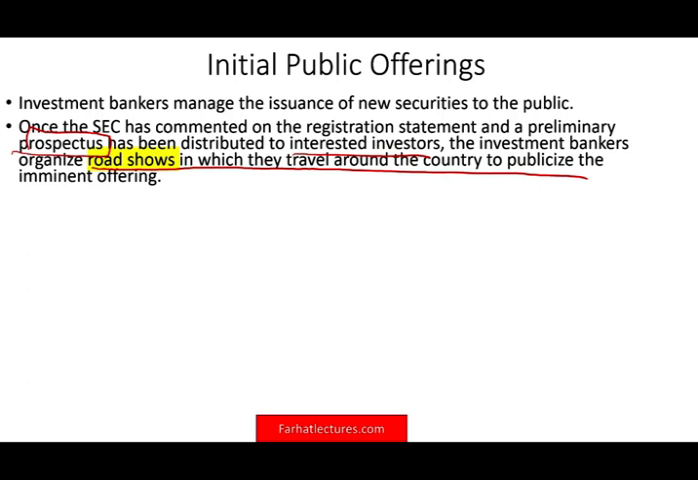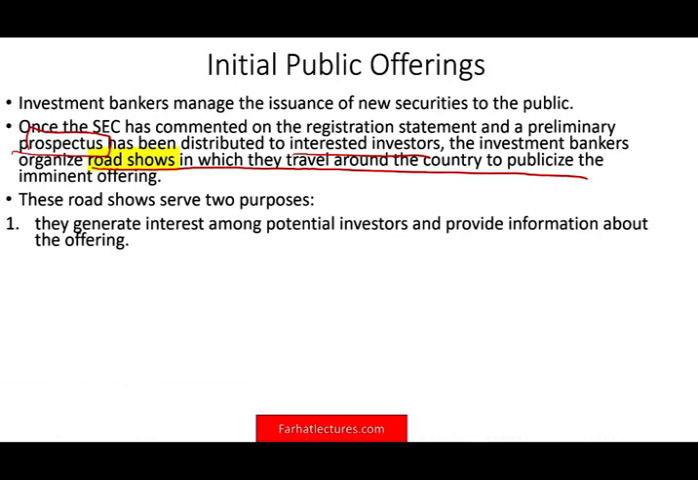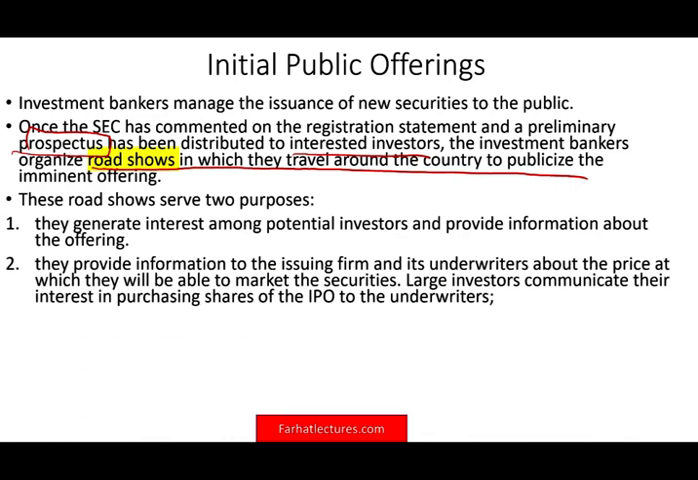So once the prospectus is ready, they're going to go and solicit interest to find out how much interest there is in those stocks. The roadshow serves two purposes. They generate interest among potential investors and provide information about the offering. And they build the book. They provide information to the issuing firm and its underwriters about the price at which they will be able to market the securities. At this point, they're going to start to have a better idea about what the price is.